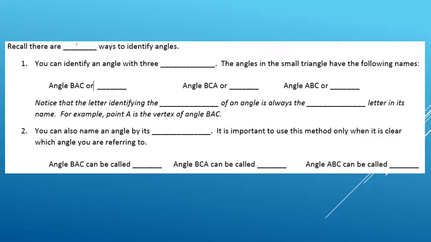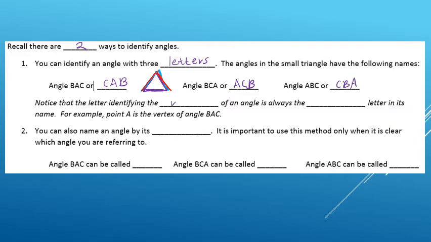Recall that there are two ways to identify angles. You can identify an angle with 3 letters. The angles in the small triangle on your paper have the following names: angle BAC or angle CAB. With a triangle, it's possible to name it in either direction. So just be aware I could name it going one direction here, such as CAB, or I could go back the other direction, and that would still be the same name for that angle. I could also have angle BCA or ACB, and angle ABC or angle CBA if I went the other direction.